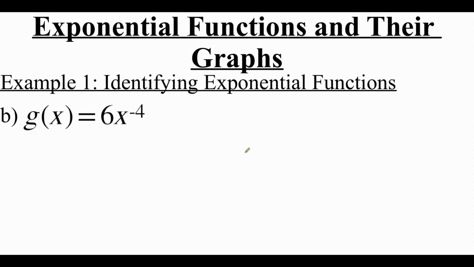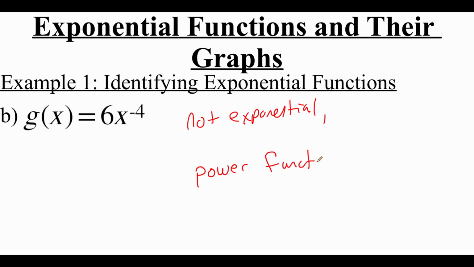As we take a look at our next function, we've got g of x equals 6x to the negative 4th power. This one is not an exponential function because the base value is a variable and the exponent is a constant, so this one is actually a power function.